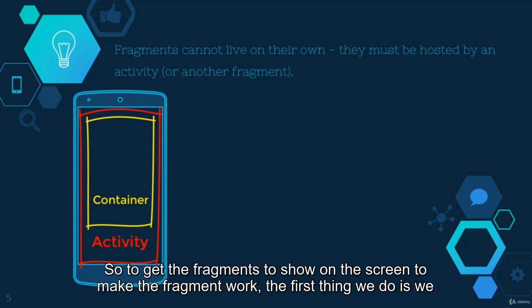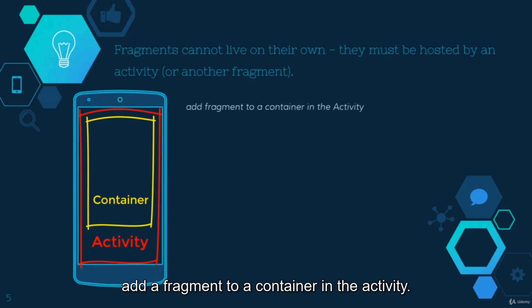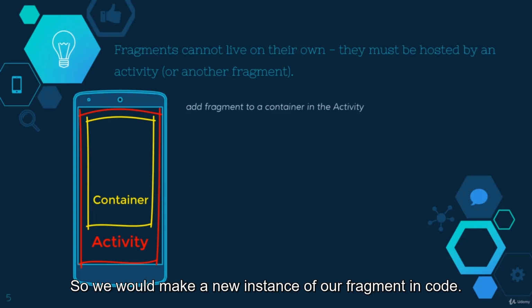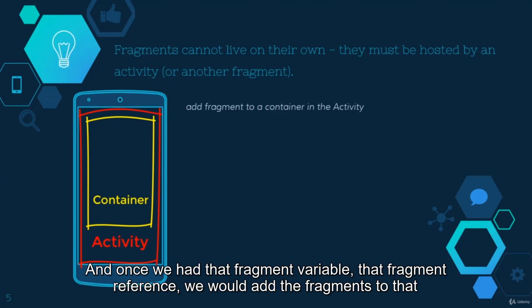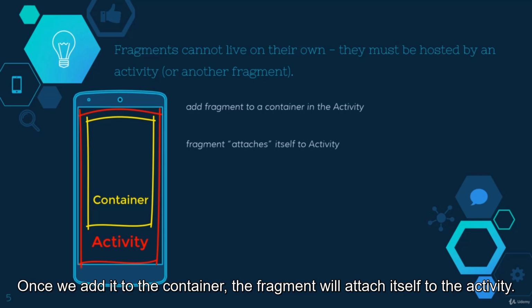So to get the fragment to show on the screen, to make the fragment work, the first thing we do is we add a fragment to a container in the activity. So we would make a new instance of our fragment in code, and once we have that fragment variable, that fragment reference, we would add the fragment to that container. Once we add it to the container, the fragment will attach itself to the activity.